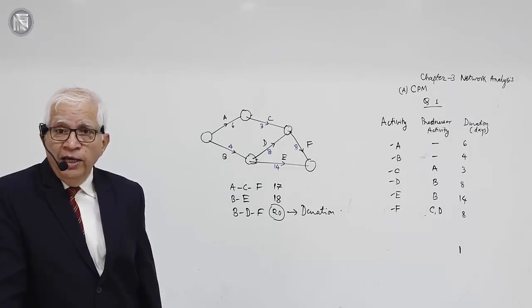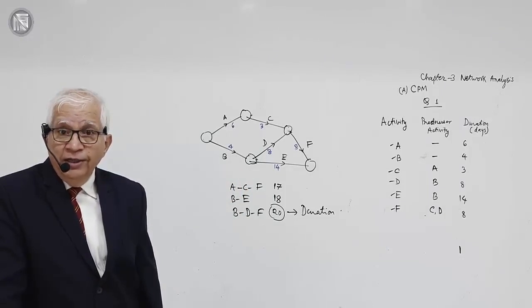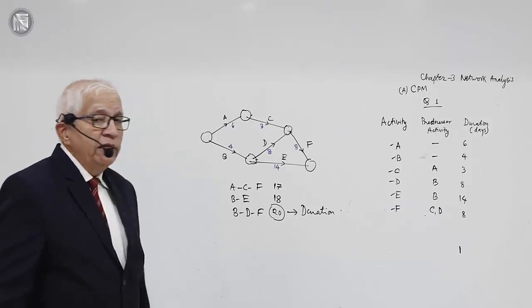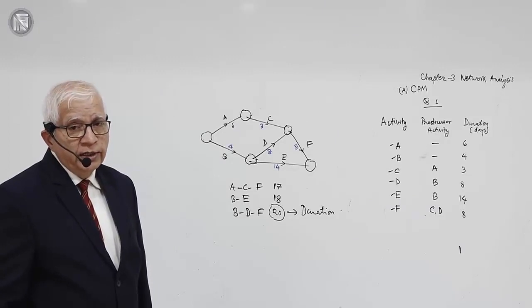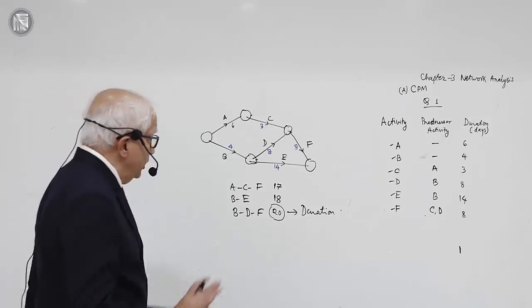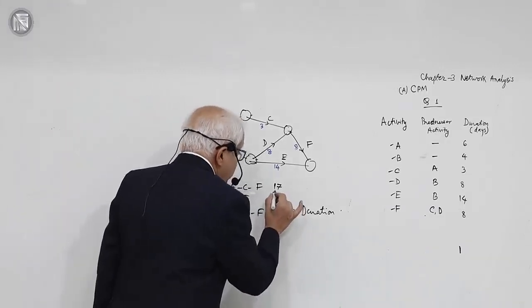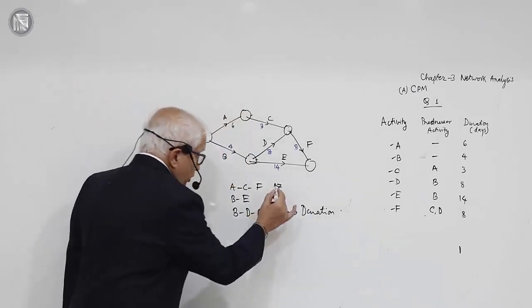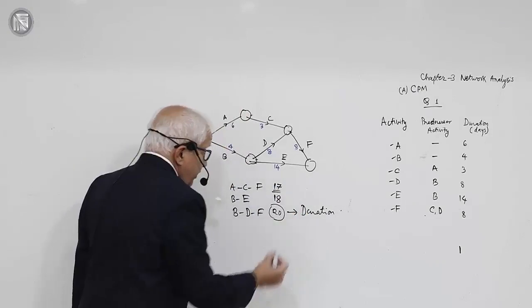You have to reach the end event. If you go via BDF, that will take the longest time. And unless all these three activities BDF are complete, the project can no way be complete. And therefore 20 days is the duration of this project, when all the activities of the project can be completed. But what happens to this path ACF? Can you see that it has got 3 spare days, 20 and 17?